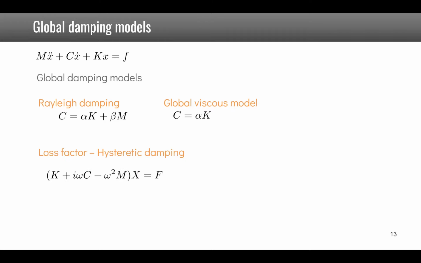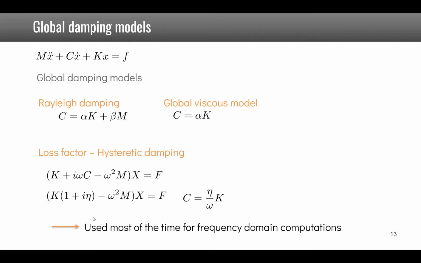Now there is another way of representing damping through a loss factor. So if you write the equations of motion in the frequency domain, this is what you get. And for a loss factor, you assume that k is complex, where the imaginary part is given by the parameter eta, and this is the loss factor. So if you equate the two, you see that the damping matrix is now eta k over omega, so it is frequency dependent. This is why this is mostly used for frequency domain computations and not time domain.